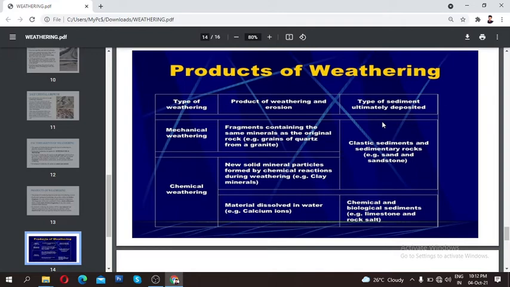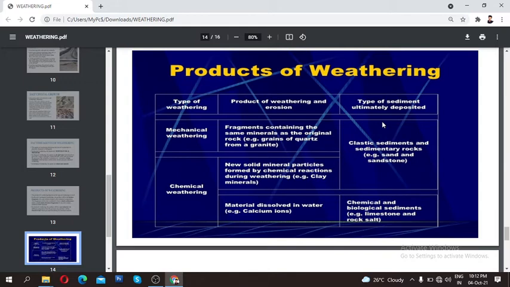So first you can see that it is the physical weathering. Physical weathering is also known as mechanical weathering. That is nothing but the physical disintegration of rocks. So now we can say the fragments contain the same mineral as the original rock. There are no chemical changes, only the physical appearance will be altered. An example is grains of quartz from a granite. Initially it was a granite, but these grains of quartz are being separated from that granite because of the physical, or mechanical, weathering. The quartz grains separated from the granite are a product of weathering.